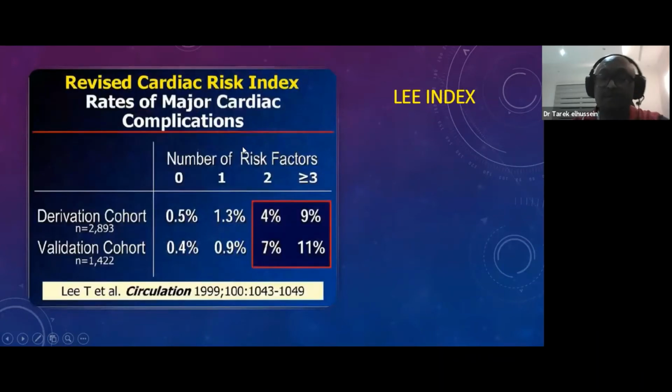So from the Lee index, we derive that those who have more than 3 risk factors are associated with a higher event rate compared to those who have no risk factors and those who have only 1 or 2. So you see the difference here. It's very, very high, and this is a very excellent table. You can use it to identify the risk and to give it in exact numbers.